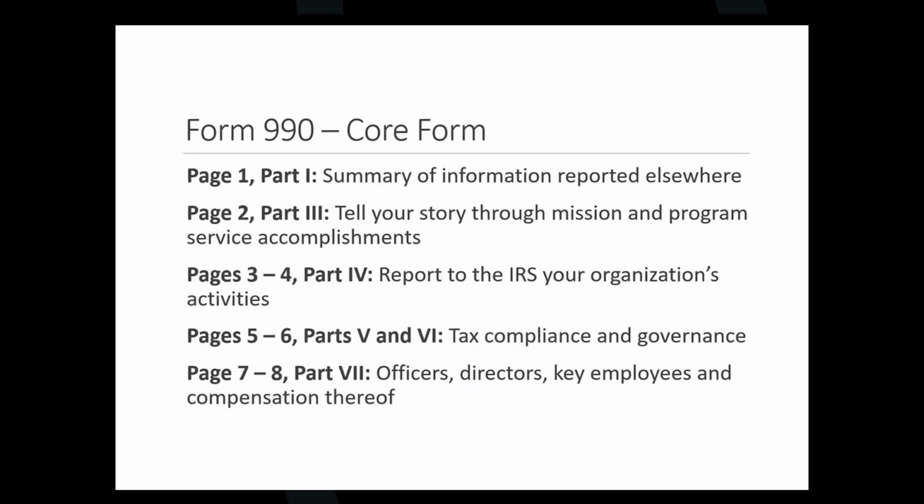Part 5 and Part 6 has tax compliance and governance questions. And then Part 7 is where you disclose compensation of officers, directors, and key employees. This is a major section where we typically get questions on, so we'll take a deeper look into what that entails.